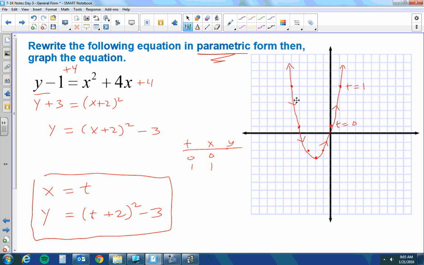I need to find an example where it's backwards, where the flow is backwards.